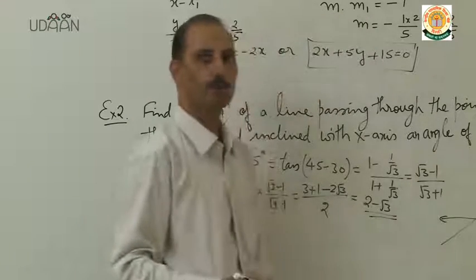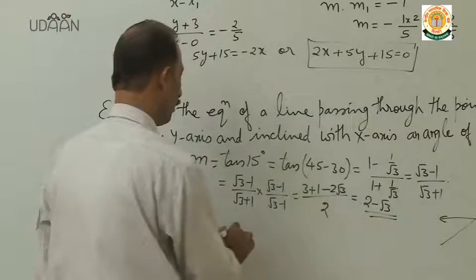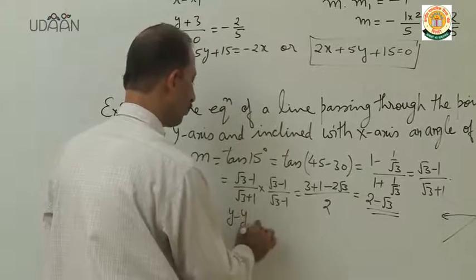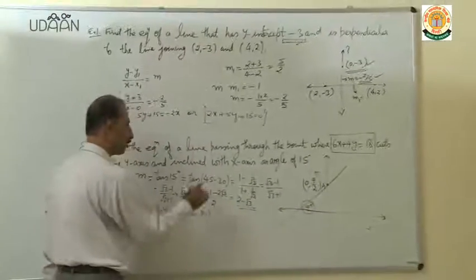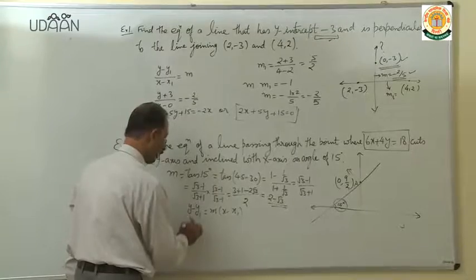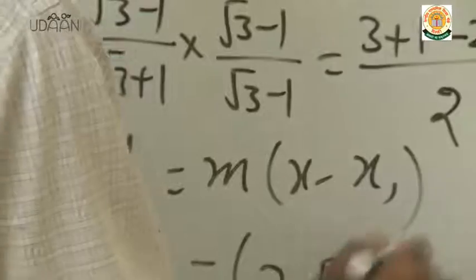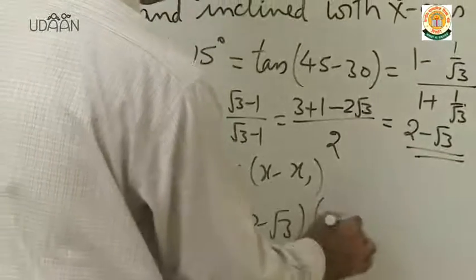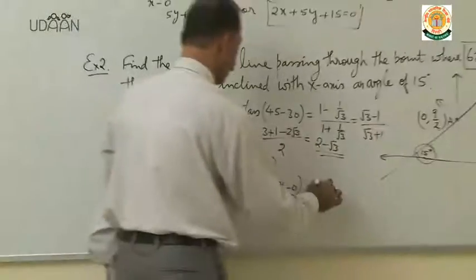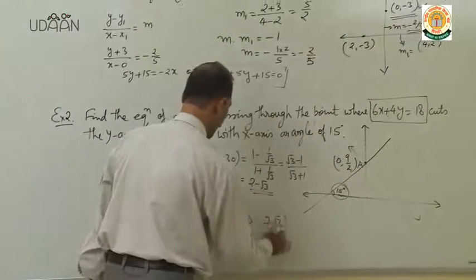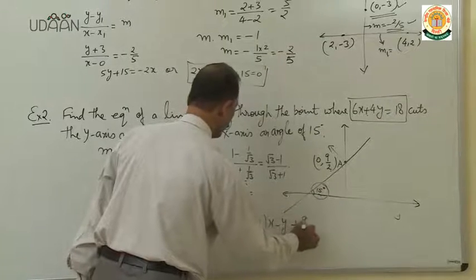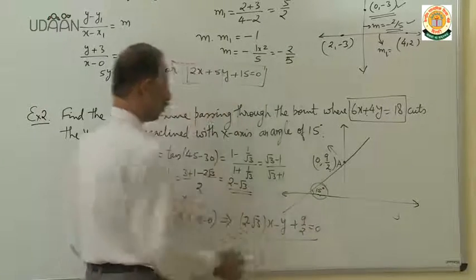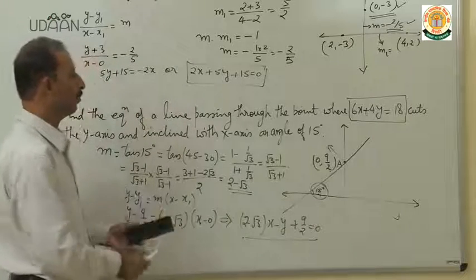Now we have to use the slope point form. Slope point form is y minus y1 is equal to m times (x minus x1). The point here is (0, 9 by 2). So y minus 9 by 2. The value of slope is 2 minus √3 into (x minus 0). So the equation of the line is (2 minus √3) times x minus y plus 9 by 2 equal to 0. That is the solution of the second example. Clear this?